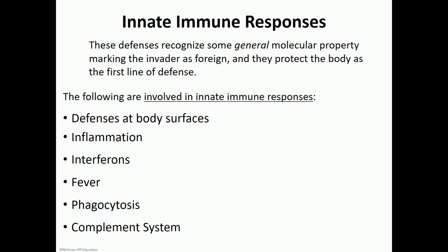The innate immune system is also known as the non-specific or general immune response, which means that the body will respond to anything invading the body regardless of what that invader is or what that pathogen is. Whether it's a bacteria, a virus, a fungus, a parasite, it doesn't really matter. These are all general, non-specific responses that the body will initiate in order to get rid of that pathogen.